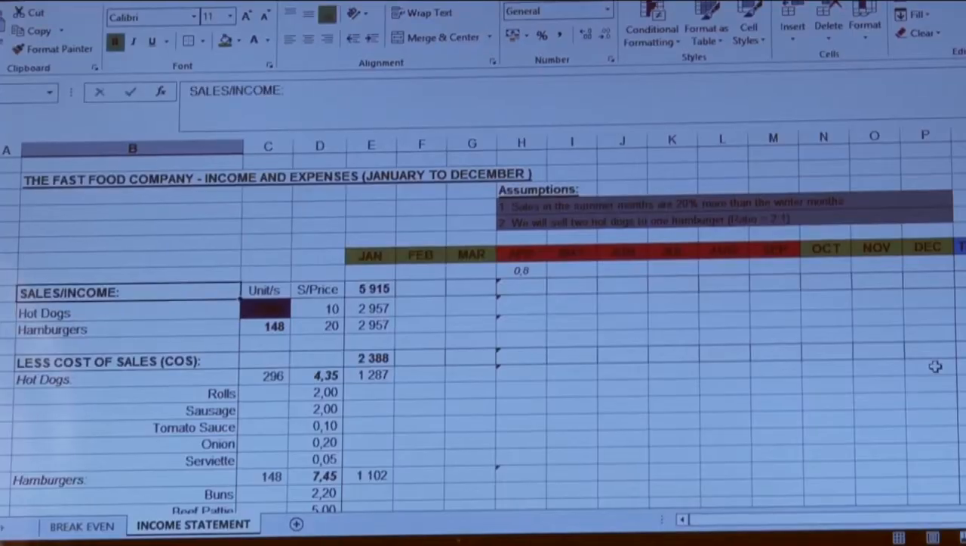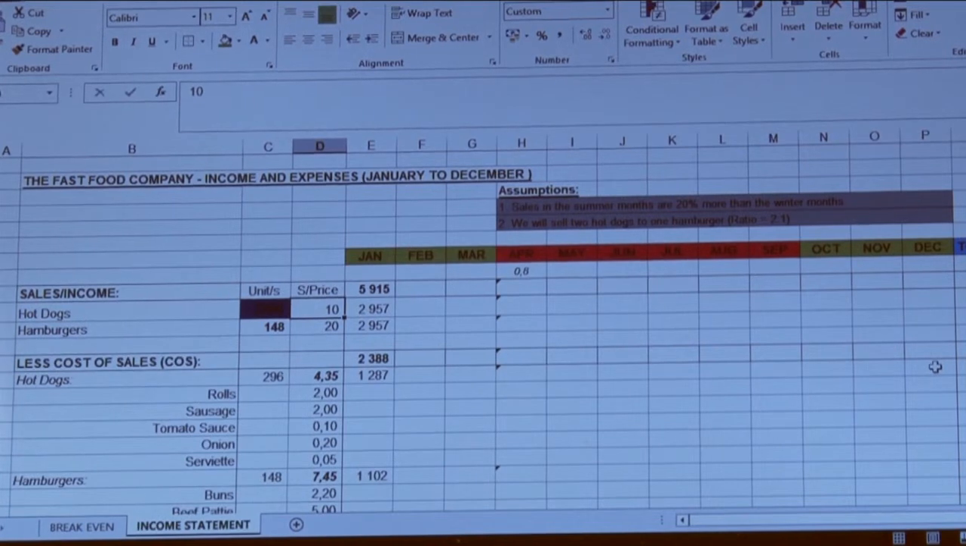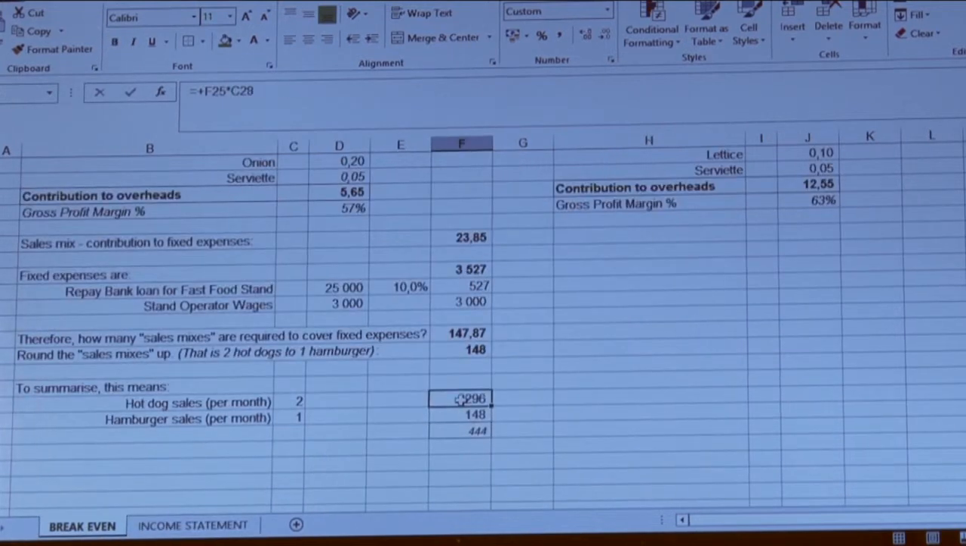All right, so we now understand how many hot dogs we've got to sell and how many hamburgers we've got to sell in our sales mix in order to meet the fixed expenses. So let me take you through now to the income and expenses spreadsheet, which shows you the profitability of the company. Have a look here now. There's our sales income, because don't forget we can sell a hot dog for 10 Rand, and we said we needed 296 units to sell. Let me go back there just to point that out to you again. There's our 296, all right? Back to our income statement here.